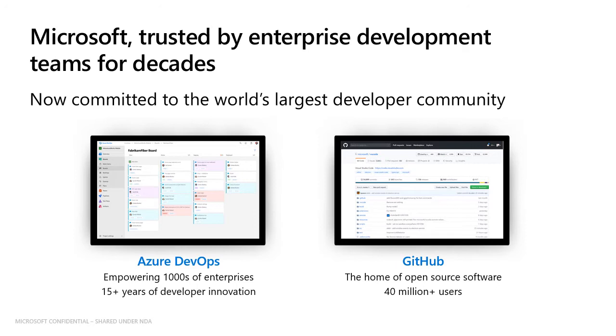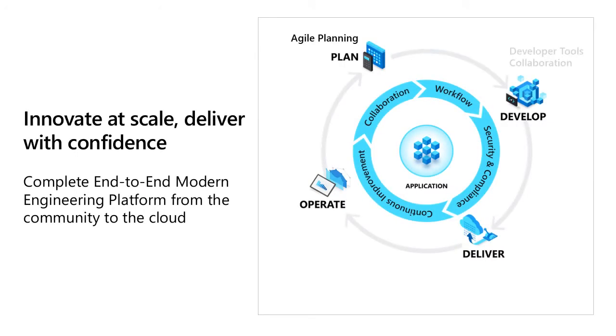Or you can use exclusively GitHub, which is the home of open source software for 40 million plus users. Now, I've seen some customers go exclusively DevOps and some of them go exclusively GitHub, but I'm starting to see a combination of those two being used at the same time.